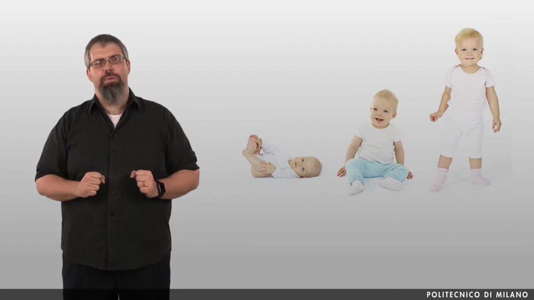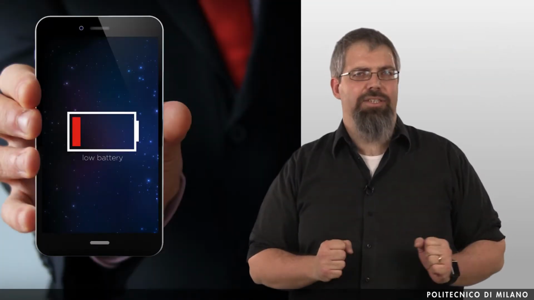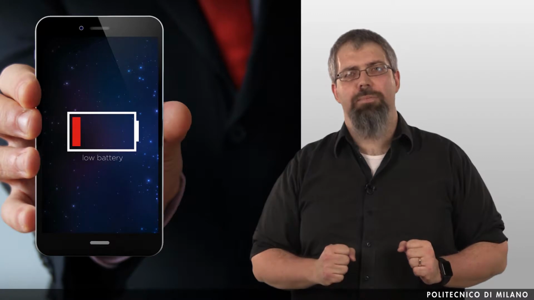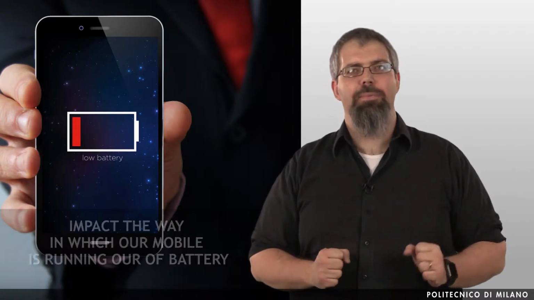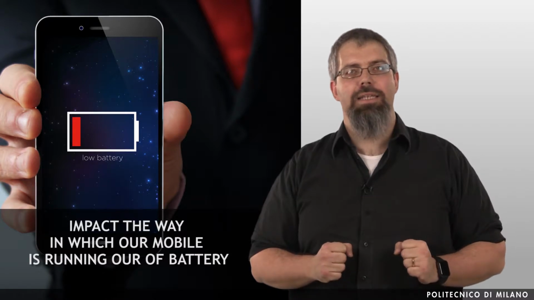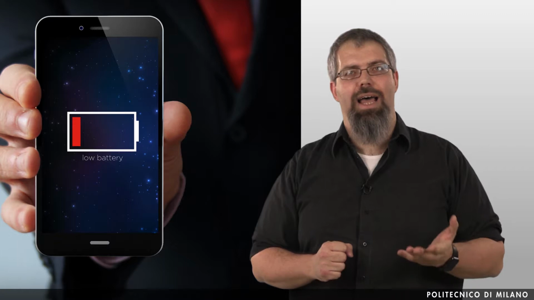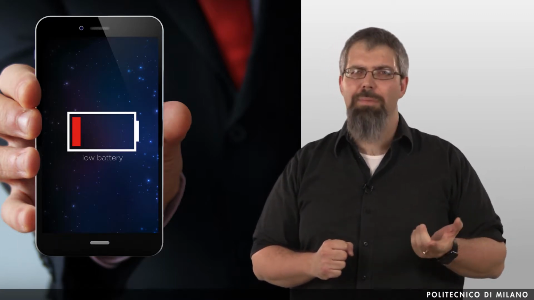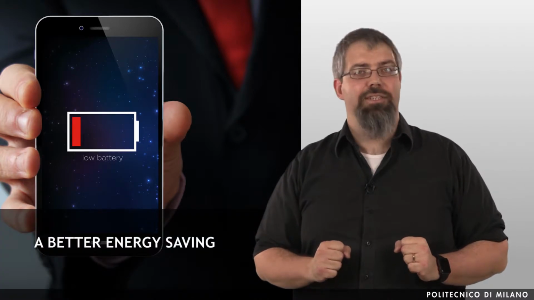Let's consider an example from the mobile context. External factors, like the surrounding temperature, may have huge impacts on our system. Being too hot or too cold can impact the way in which our mobile is running out of battery. Having a system capable to adapt the underlying computing infrastructure to implement the same functionality in a different way can provide us a better energy saving.